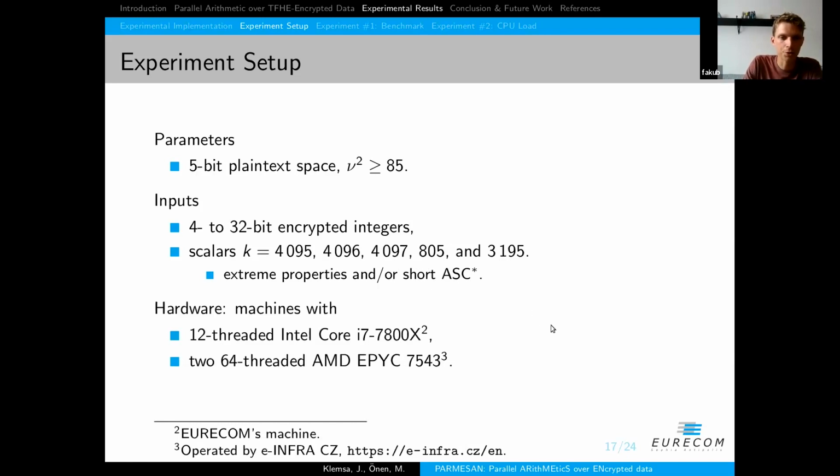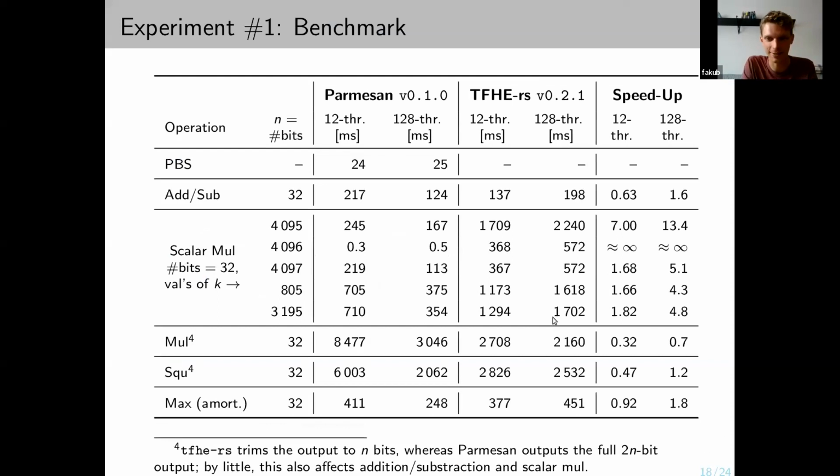For hardware, we've chosen 2 machines, one with a 12-threaded processor. That's Eurecom's internal machine, and then we chose another machine with 2 64-threaded processors, which is a supercomputer operated by ENfra. I would like to thank ENfra for providing the resources. And here we have a table of the results. You might find this table in the full paper, which you can find in the description of this talk. I'll just give a few comments on how to read the table and maybe highlight some interesting operations.